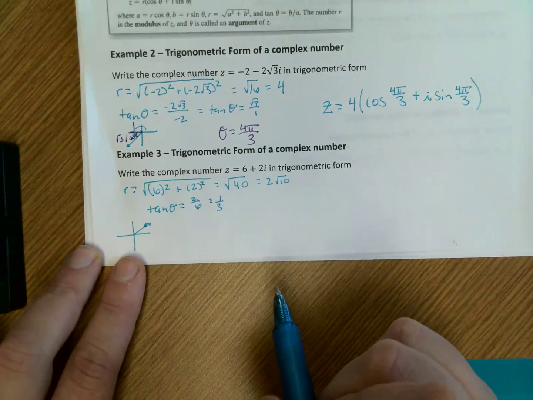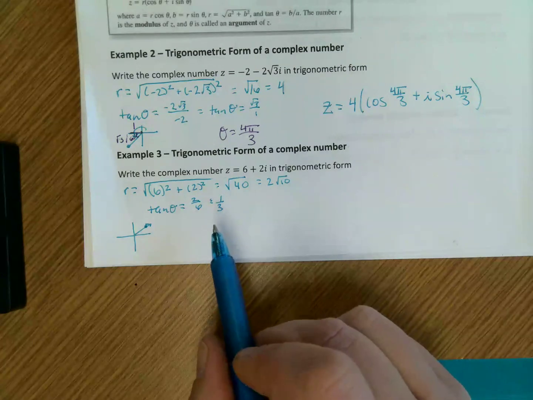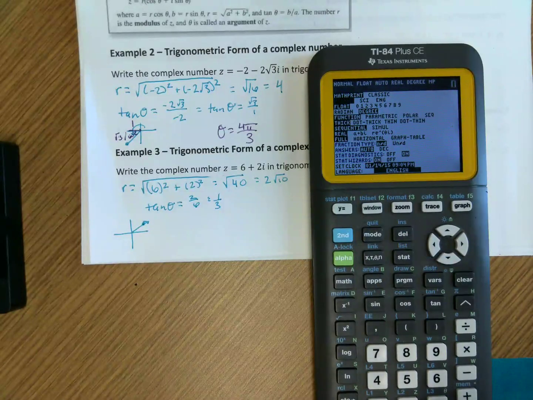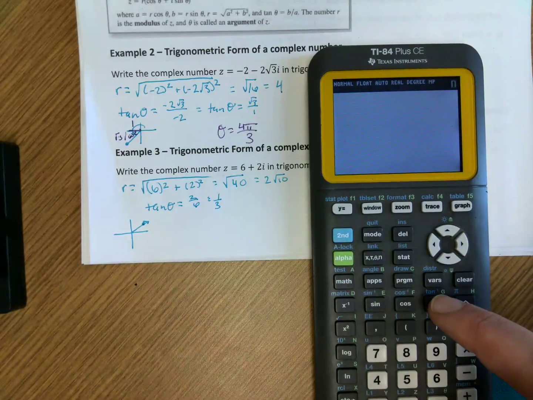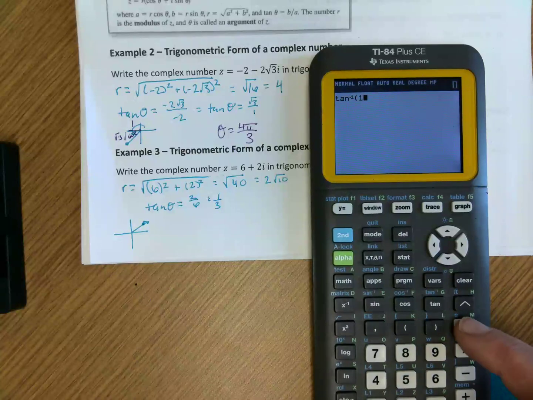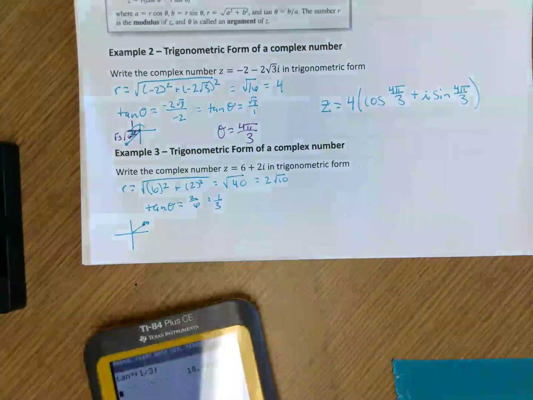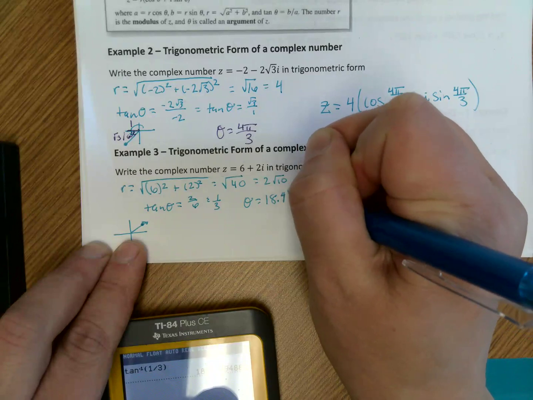This is not going to be one of our special right triangles. If it's not a special right triangle, you can figure out this angle in your calculator. I'm going to first make sure my mode is in degrees. If you had this in radians, that's fine, but I'm going to do it in degrees. So I'm going to go second tan of my fraction. So 18.43. I'm going to leave it as 18.4. So my angle is equal to 18.4 degrees.